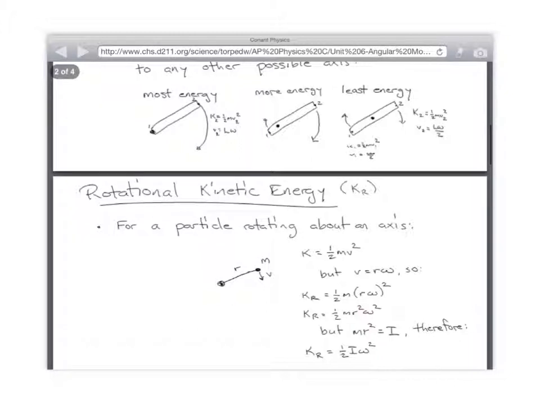So when you're doing a problem with a particle, you have a choice to make. You can do it in terms of 1/2 mv squared, or you can do it in terms of 1/2 I omega squared, but you are not allowed to say the total is 1/2 mv squared plus 1/2 I omega squared, because that's wrong. Got it? All right, cool.